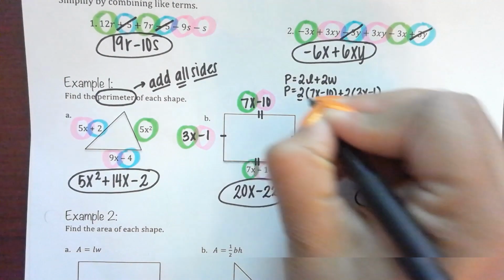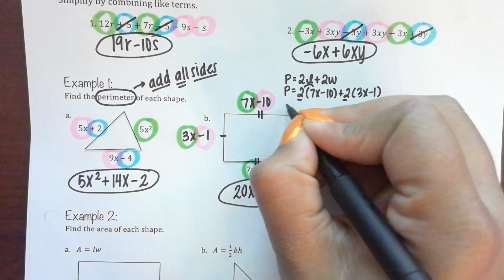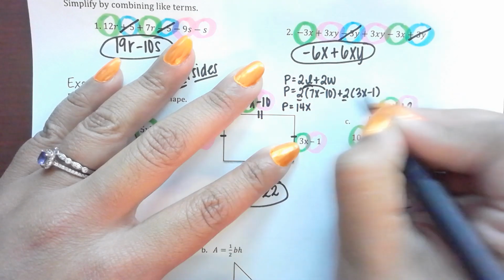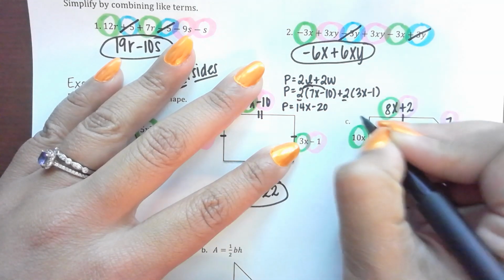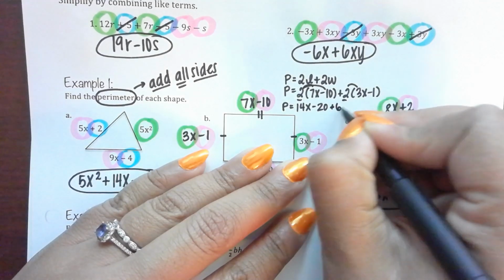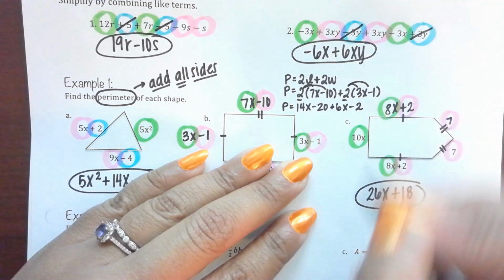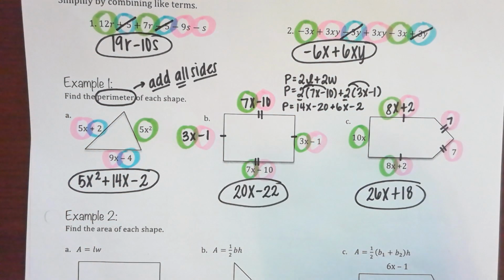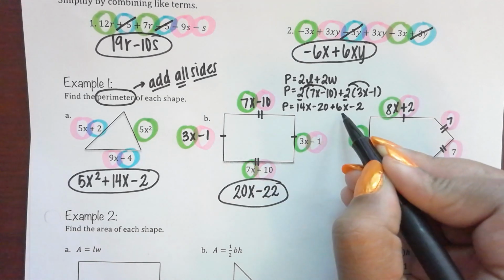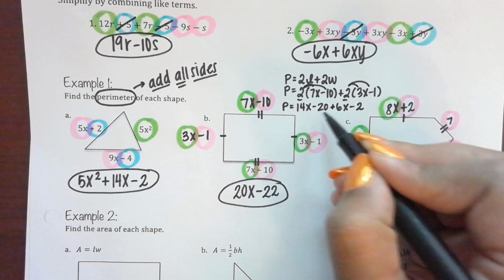Haven't we been doing distribution this whole time? So, what's 2 times 7? 14. So, I have 14x. What's 2 times 10? Negative 20. What's 2 times 3? 6. So I have 6x. And then what's 2 times negative 1? Can't I combine like terms here? What's 14 plus 6? Isn't that what we got right there? What's negative 20 minus 2?